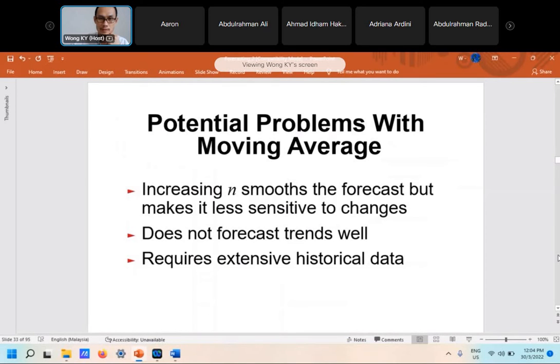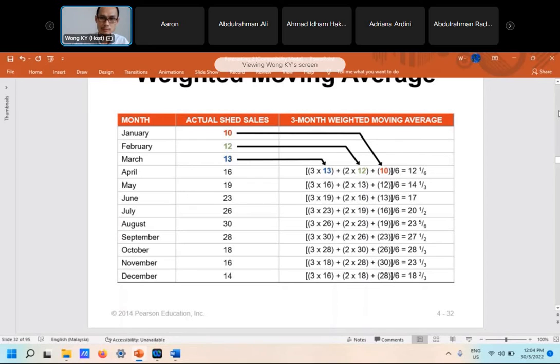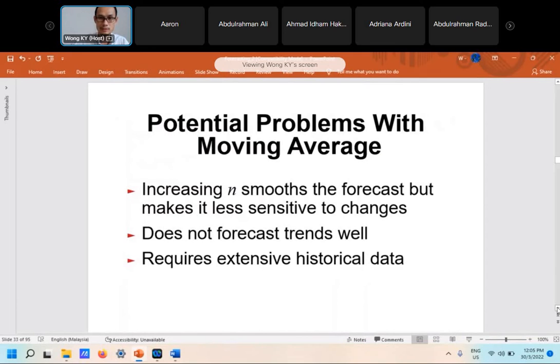What is the problem with moving average, either moving average or weighted moving average? The problem is with n. Finding the right n is actually quite challenging, because we can use 2 months moving average, or 4 months, or 5 months moving average. So how many months of moving average you want to use? So what's the value of n? Setting n could be challenging.